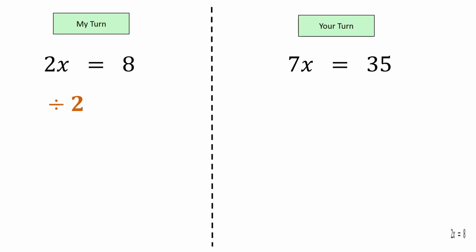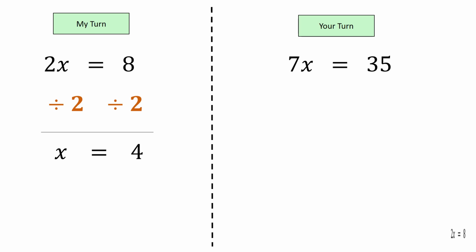Now, to balance it out, we must also divide the other side by 2. So we're doing 8 divided by 2. Now, 2x divided by 2 we know is x, and 8 divided by 2 we should know is 4. So the answer would be x equals 4. I want you to pause the video, have a go at this simple example on the right, and we can come back together for the answer. So just pause the video, have a go.